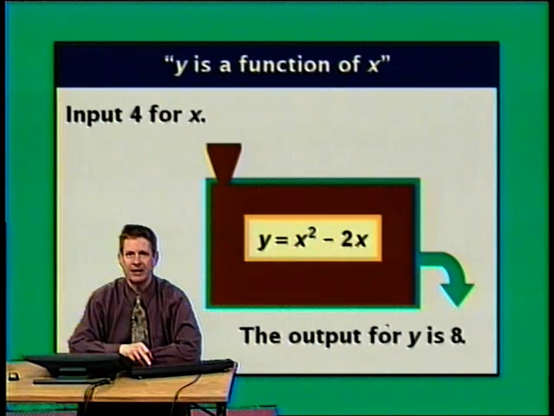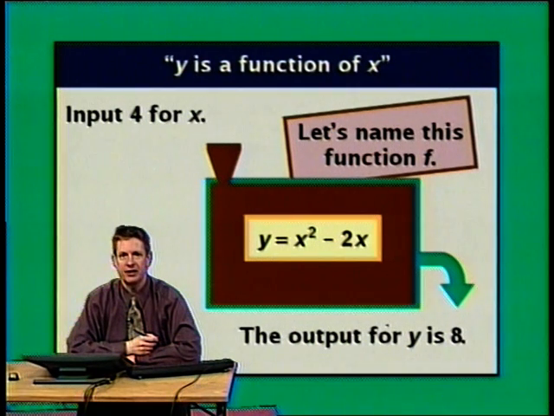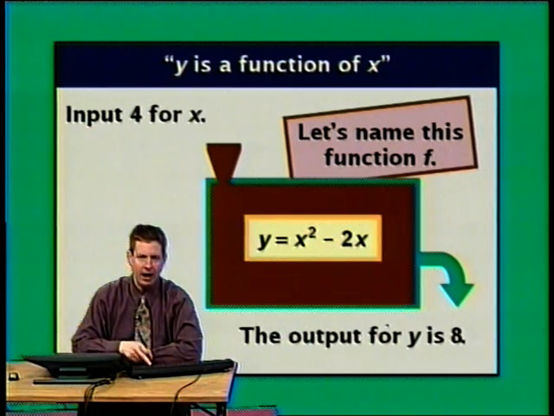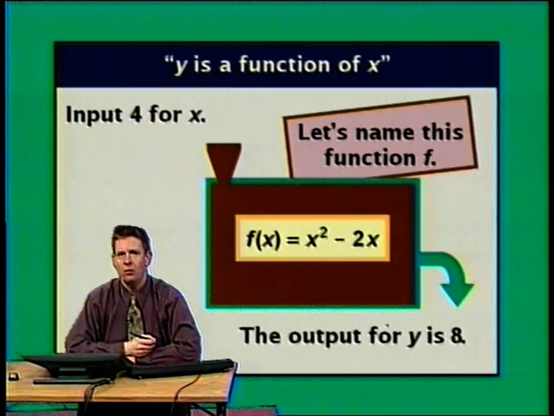Let's give this function a name. Let's name the function f. We've now set the stage for what we call function notation. I'm going to take the y in the equation y equals x squared minus 2x, and I'm going to replace it with the symbols f of x.